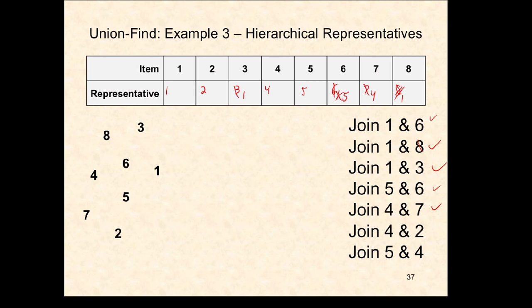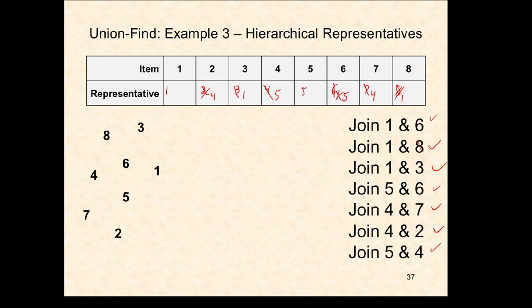Can I join 4 and 2? 4 says 4, 2 says 2. 2 can become part of group 4. And now I try to join 5 and 4. 5 says 5, 4 says 4. Okay, so I just change 4 to say, oh, well, 4 is now part of group 5.